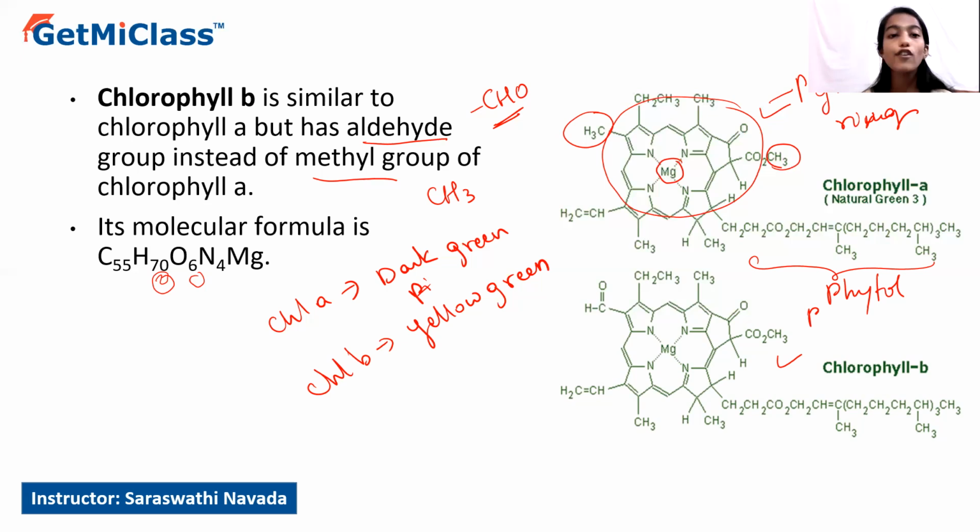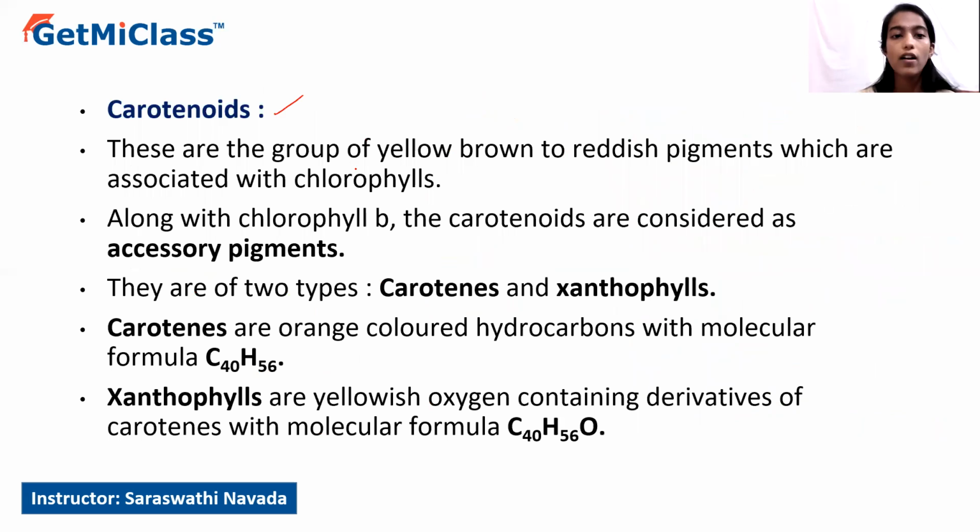So the second set of photosynthetic pigments that are involved are carotenoids. So what are these carotenoids? Carotenoids are a group of yellow-brown to reddish pigments which are associated with the chlorophylls. These are also found in the chloroplast, and they are also seen in the chromoplast. Chromoplast is a plastid which stores pigments other than chlorophyll. So these carotenoids are found in association with chlorophylls in the chloroplast, and they are also found in the chromoplast.